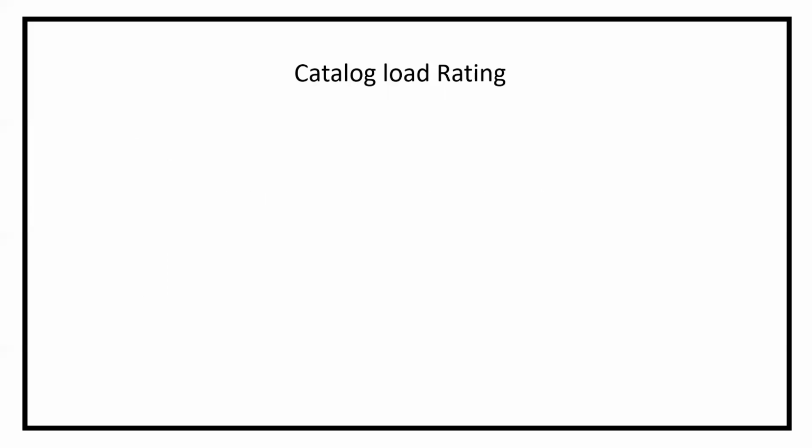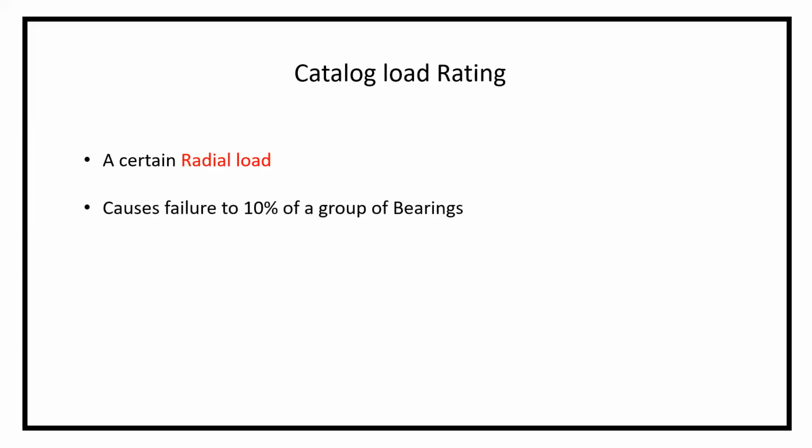So you need to keep in mind that it is a certain radial load that actually causes 10% of a group of bearings to fail at rating life. So you apply rating life and a certain amount of radial load that will cause failure to the 10% from a group of bearings. That is called the catalog load rating.